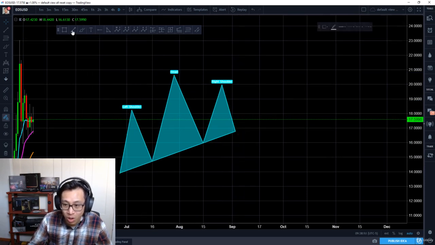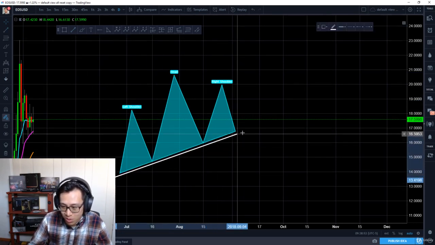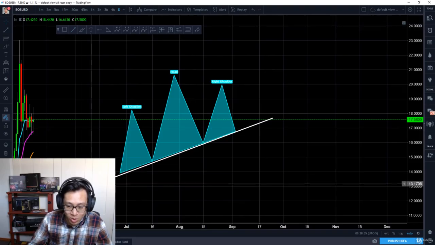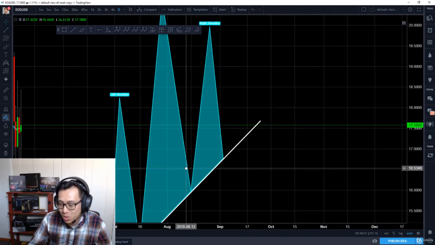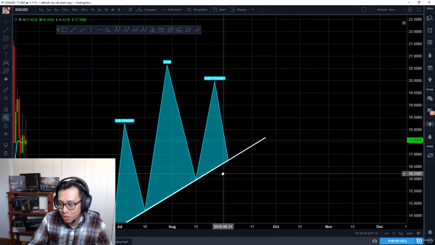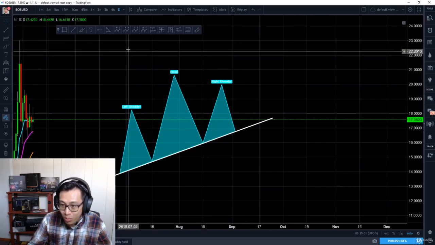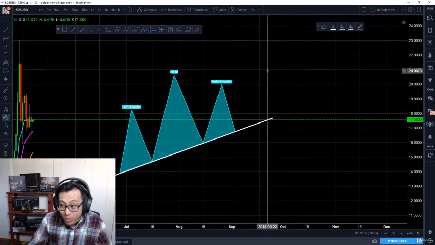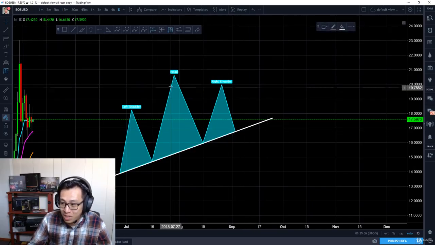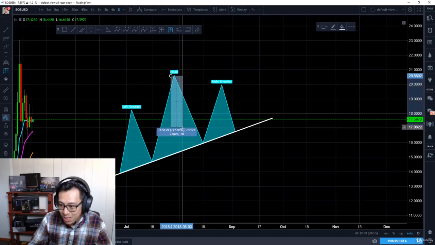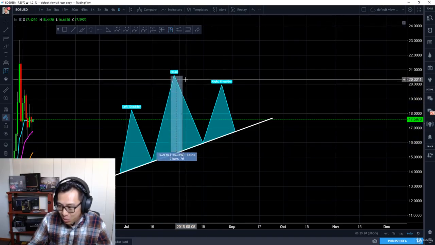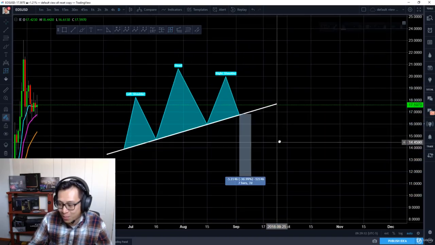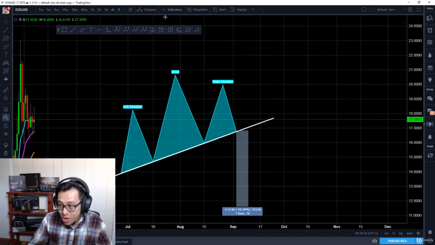So what people call this is the neckline. This is where the neck is with your head and your shoulders. So what people do is they wait until it actually gets to this specific point right here. Sometimes it bounces, and what people like to do is they take the distance of the head. So if it actually breaks down upon the neckline, you can short it, for example.